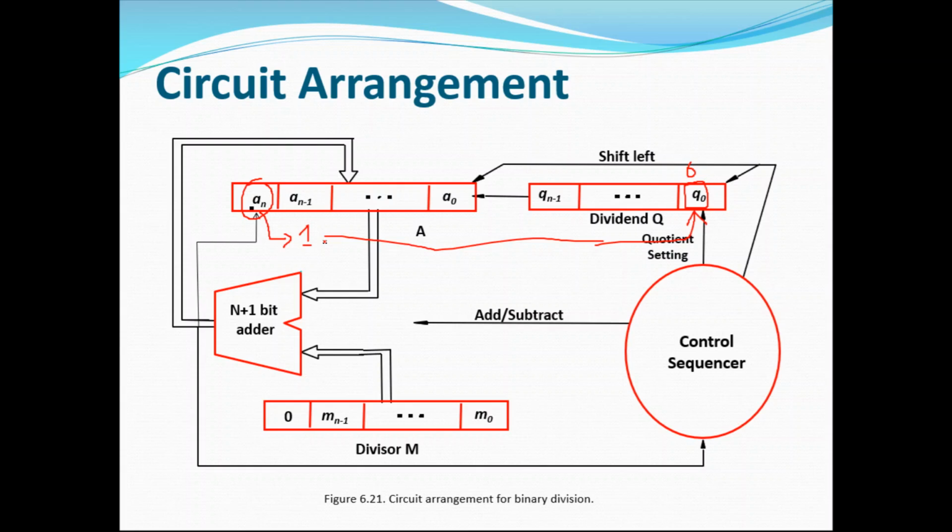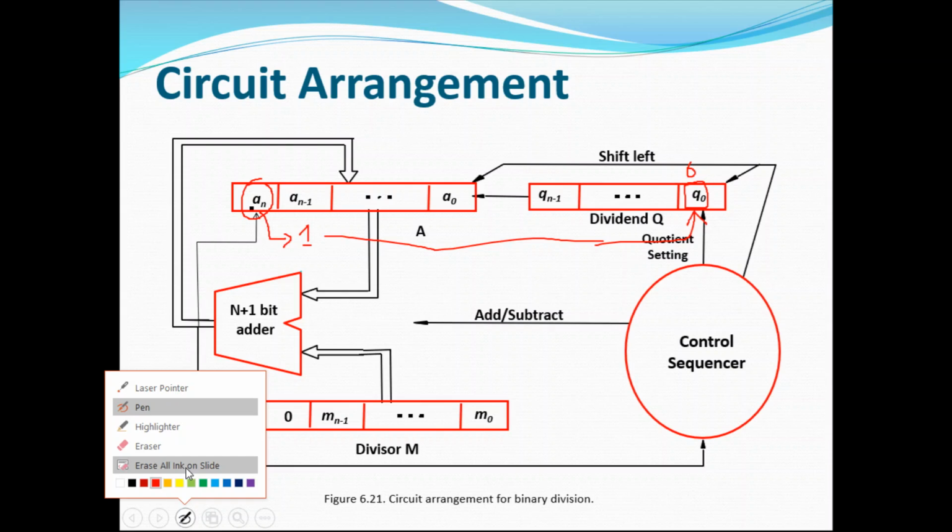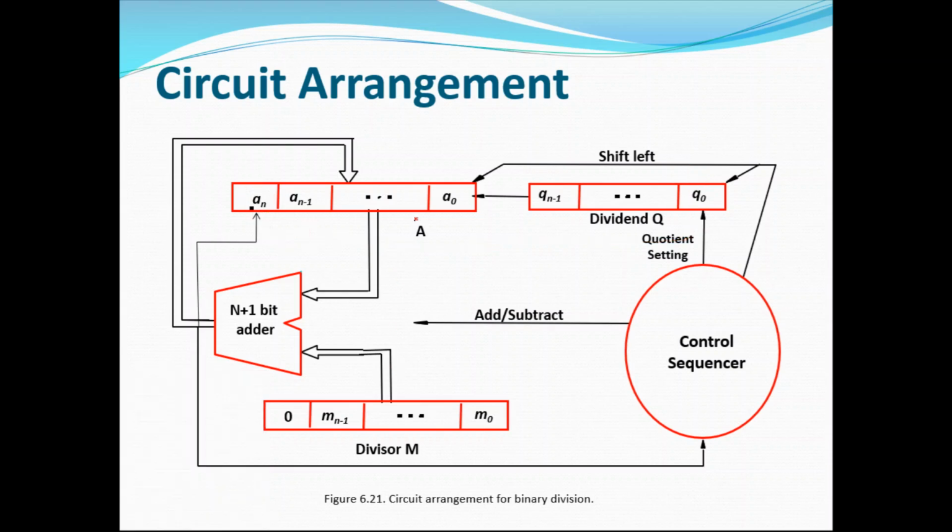In that case you have to restore it to the original number. If it is a negative number, it should be restored to the original number. How to restore it? Just add A and M again. Now we won't take the 2's complement, because this is addition, not subtraction. Again add A to M and store the result in A.